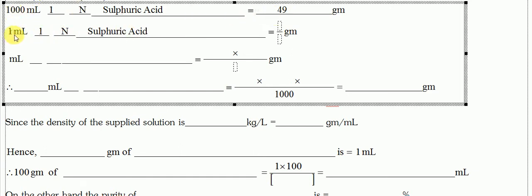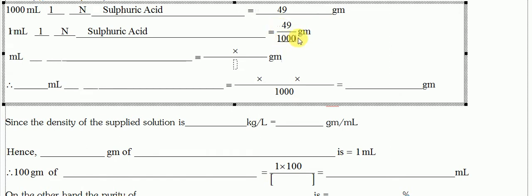So 1 ml will be equivalent to a very small amount. So we have to divide the 49 gram by 1000 ml. So this is the amount required to prepare 1 ml 1 normal sulfuric acid. Okay, next, since we have to prepare 100 ml, now we will write that, 100 ml. I am keeping 1 normal as in the previous state, I am not changing that.